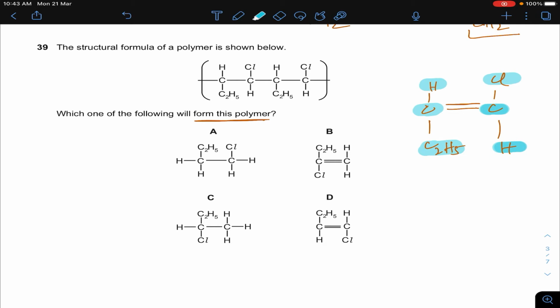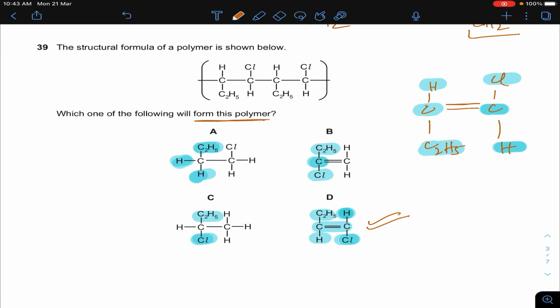Option A is not correct because it contains 3 groups. So that is an incorrect option. Option B, we have C2H5 and Cl on the same carbon. So this is also incorrect. Option C, again we have C2H5 and Cl on the same carbon and no double bond. Option D, we have a double bond, a C2H5 and a hydrogen on one carbon atom, and a hydrogen and Cl on the other carbon atom. So that means option D is the correct answer.